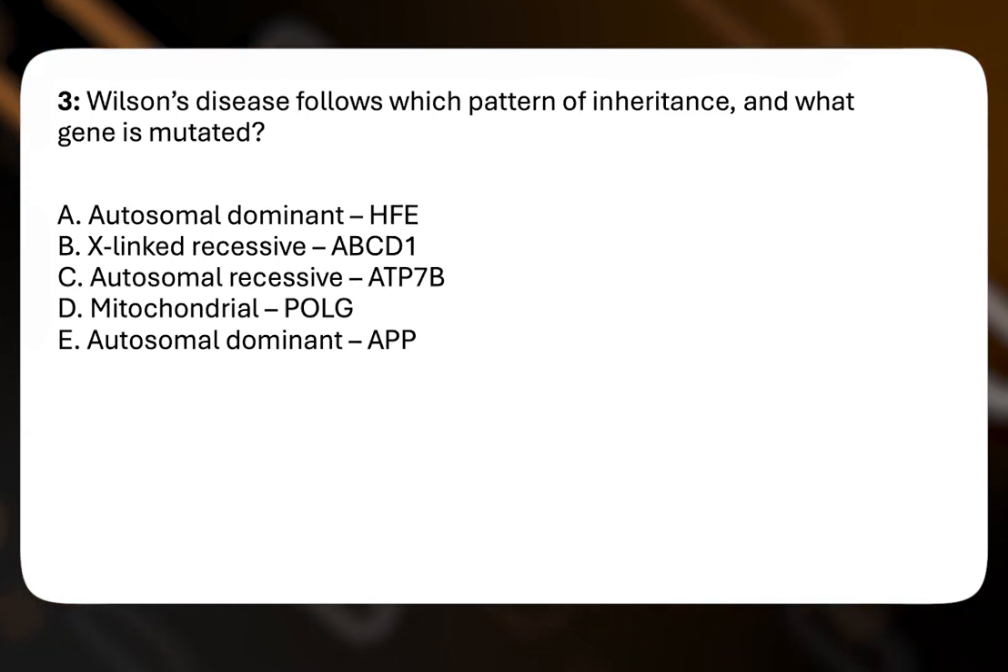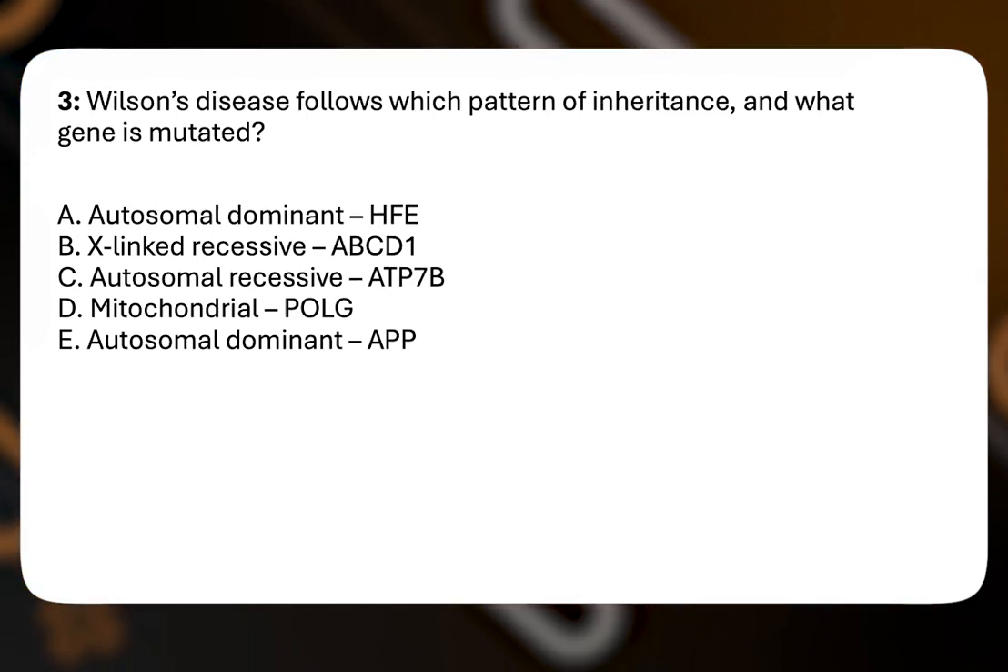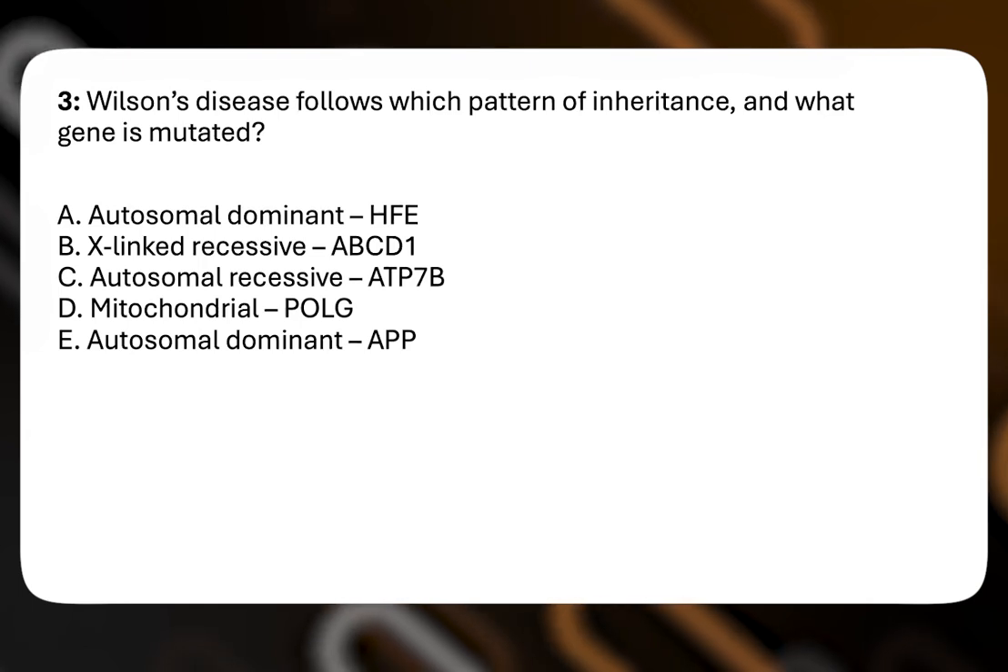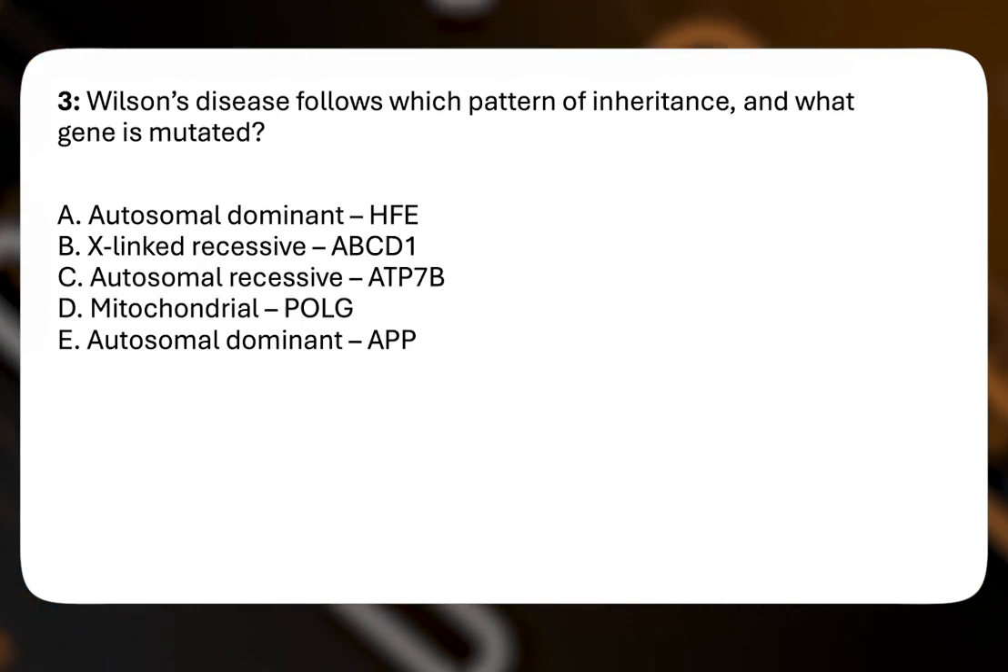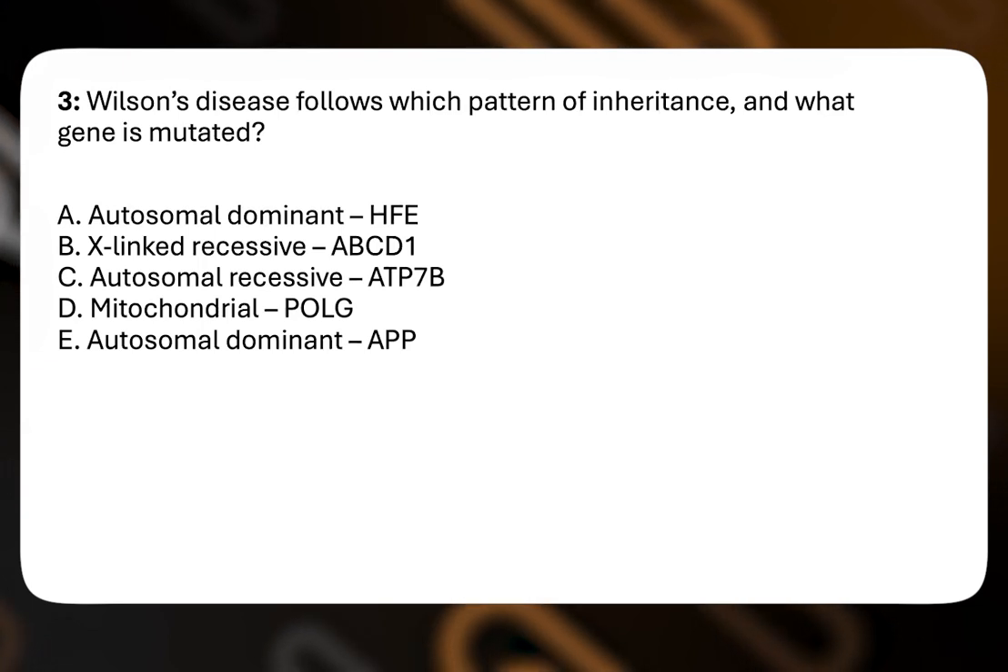Which pattern of inheritance and what gene is mutated? It's very simple. You can remember ATP. So it's autosomal recessive. Option is C.